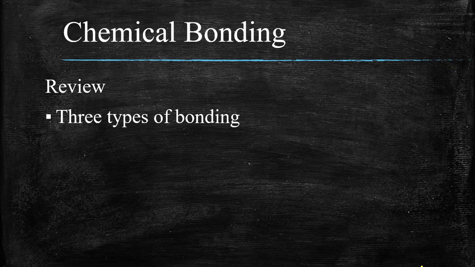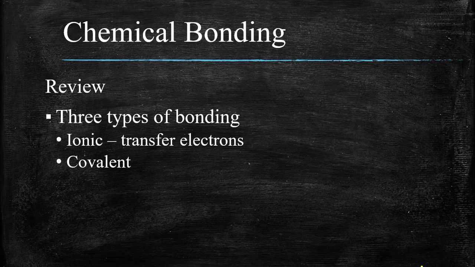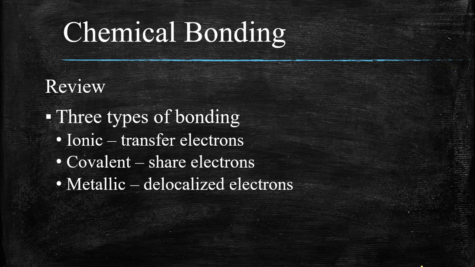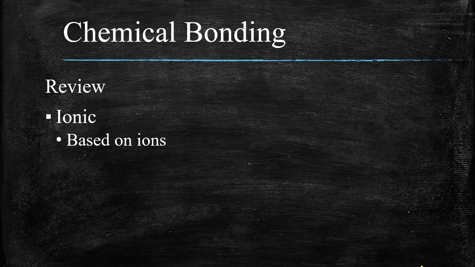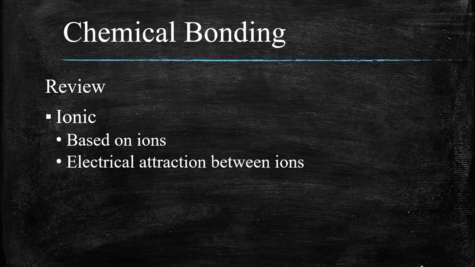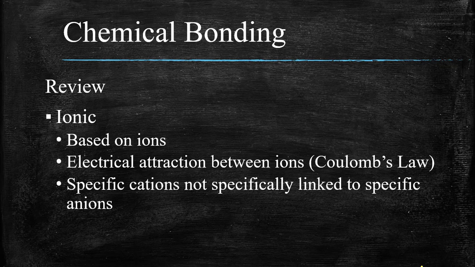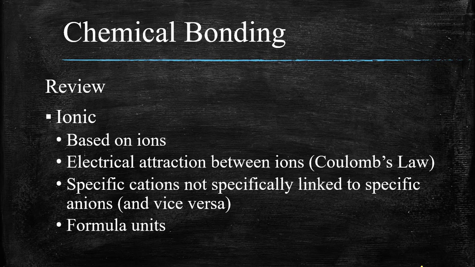So those are the 3 types of bonds. So to review, you have 3 types of bond. Ionic, where electrons are transferred, covalent, where electrons are shared, and metallic, where you have delocalized electrons, or the sea of electrons. In ionic bonding, it's based on ions. Think of the name. So there's an electrical attraction between the ions. Coulomb's law will come into effect, and specific cations are not linked to specific anions, and vice versa. So we have what are called formula units, lowest whole number ratio.